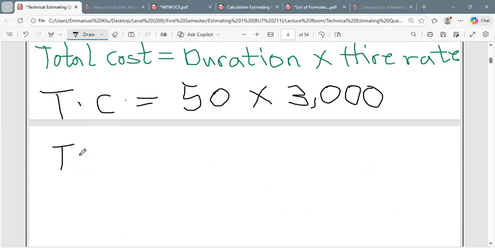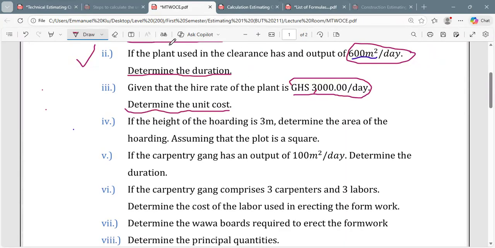At the end of the day, our total cost is going to be equal to, let's all punch it together, 50 times 3,000. This is a practical cost. If we are doing something and you don't participate, you are going to think you understand, but in reality, you may not have understood. So practical is always the best thing to do. Have a look.